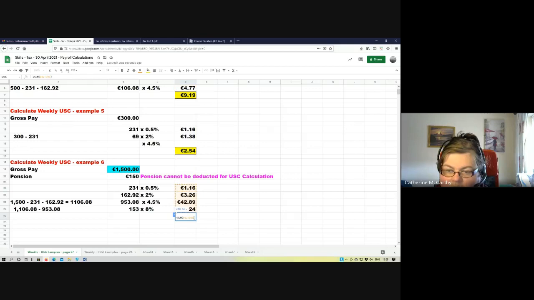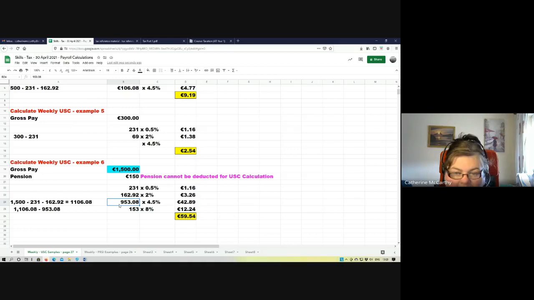And then we're going to add them up, and that should give us 59.54. Okay, so again, just to go back over that, we had €1,500, so we've 231 at 0.5%. The next 162.92 at 2%. Then we took our €1,500 less the 231 less the 162.92, which left me with 1106.08.